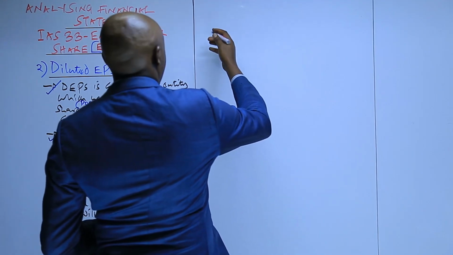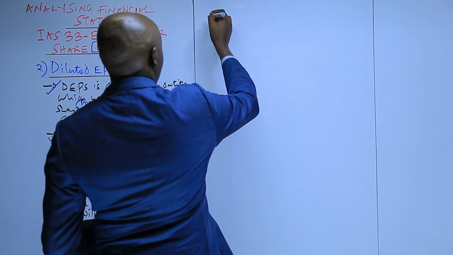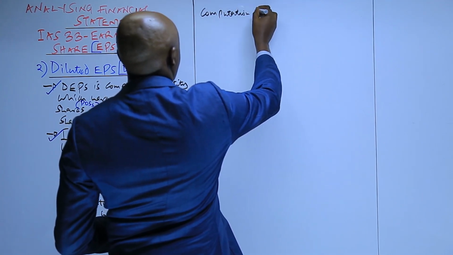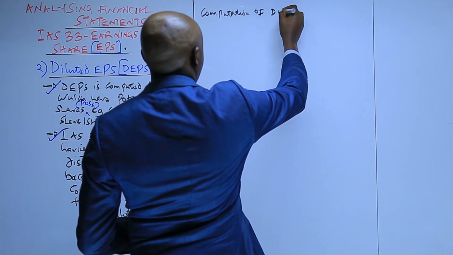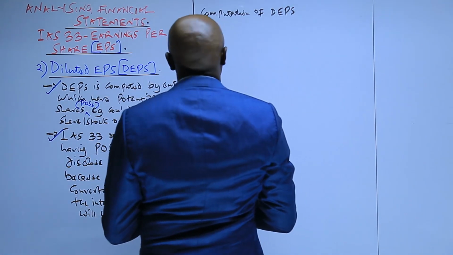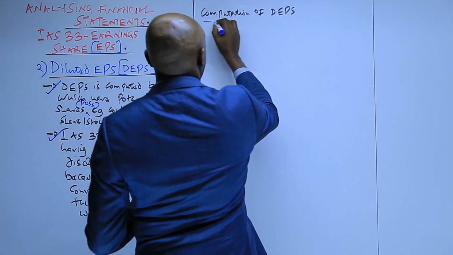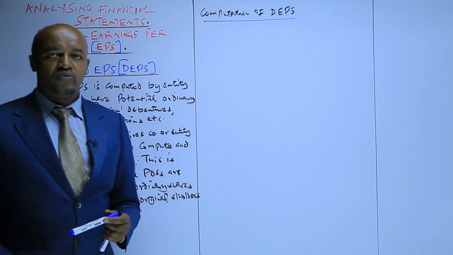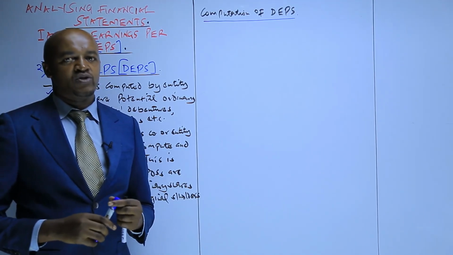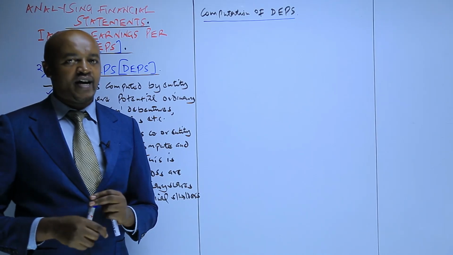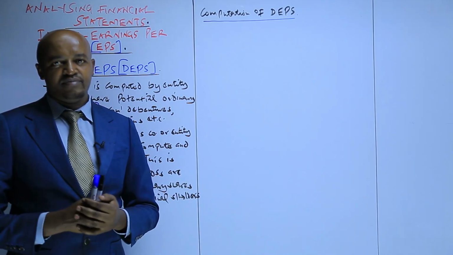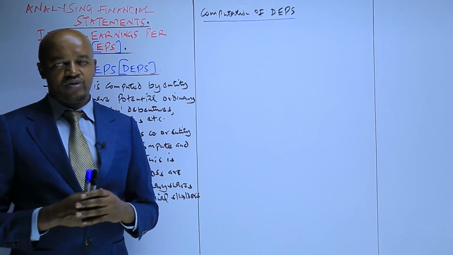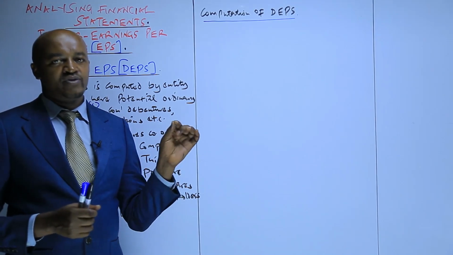So how is diluted earnings per share computed? Let us look at the computation of diluted earnings per share. In computing this DEPS, it is computed on the assumption that the potential ordinary shares of the company were converted into ordinary shares. Basically, if, for instance, you're told the company has issued convertible debentures, then for you to compute DEPS, you do what?